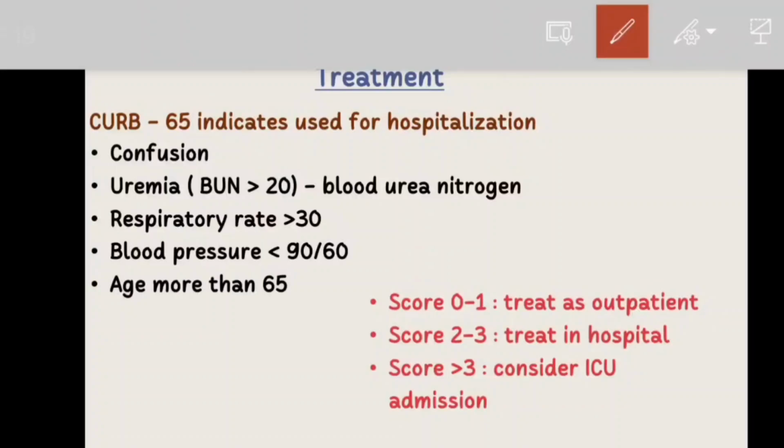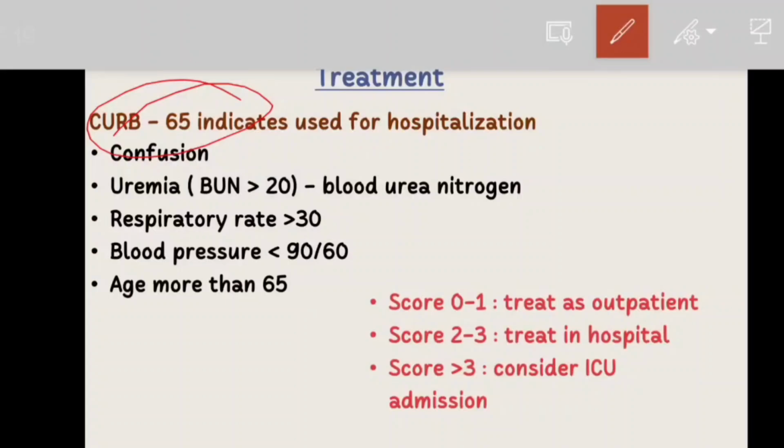Okay, so now we see the treatment. First is the CURB-65 score. Student, look carefully at the CURB-65. This score helps the doctor decide whether a patient can be treated at home or needs hospitalization. Every letter in CURB-65 represents one clinical finding. So let's understand each one.